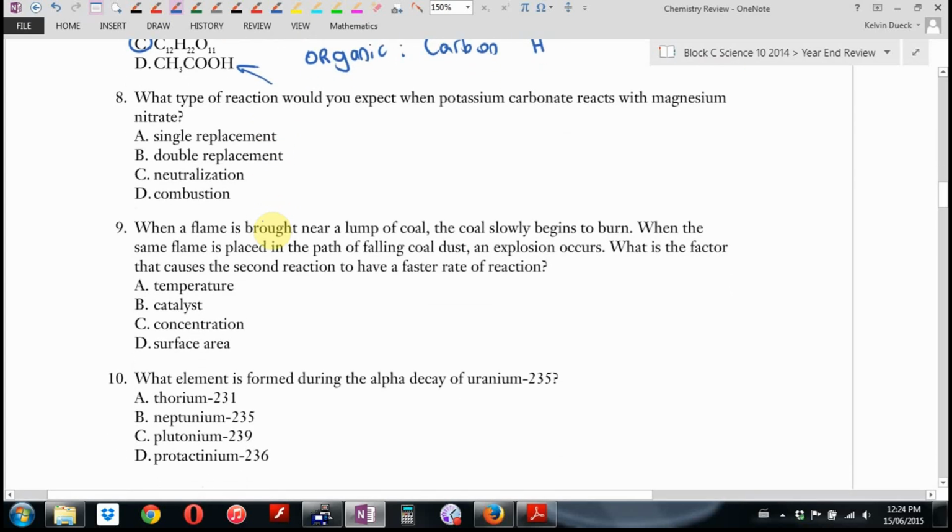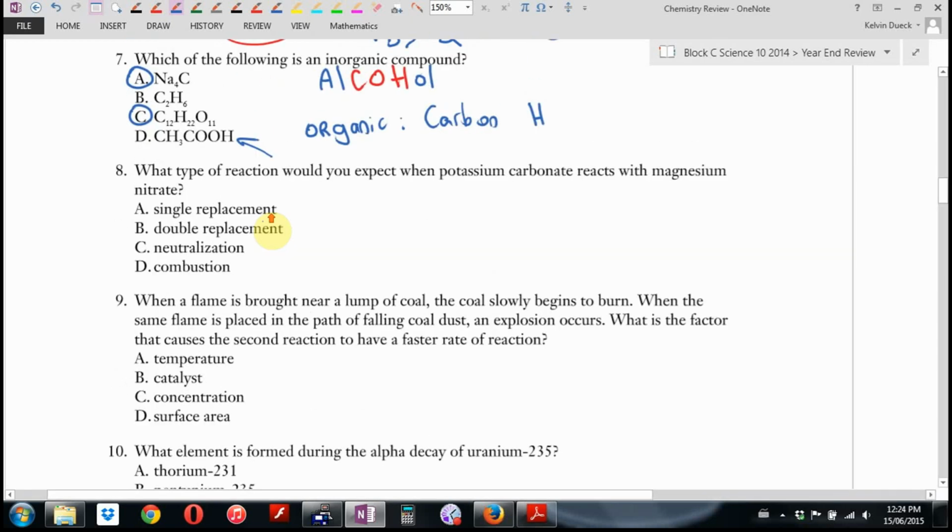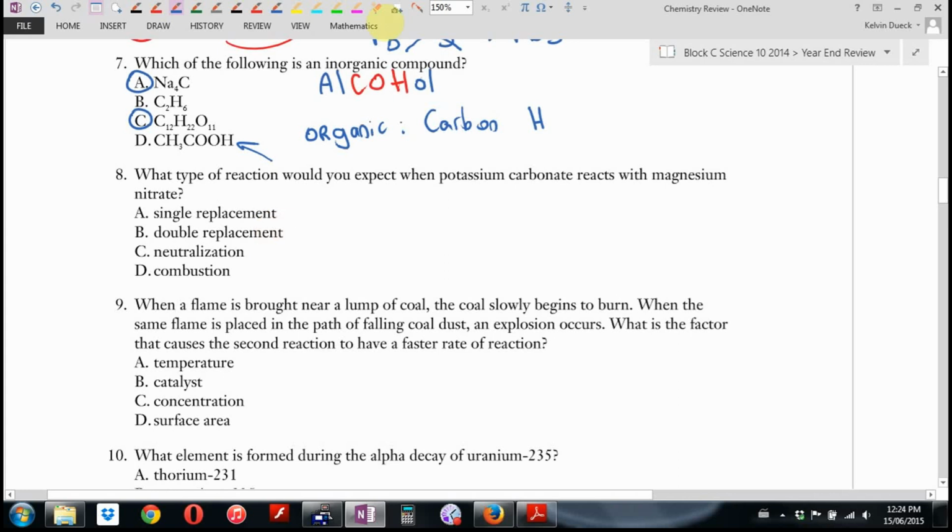What type of reaction would you expect when potassium carbonate reacts with magnesium nitrate? That's very, very tough. Single replacement, double replacement? Okay, at least they've given me the cues. Sorry. A is the inorganic one. C is the alcohol, I asked which of these was the alcohol, and so I circled that one, but yeah, you're right.